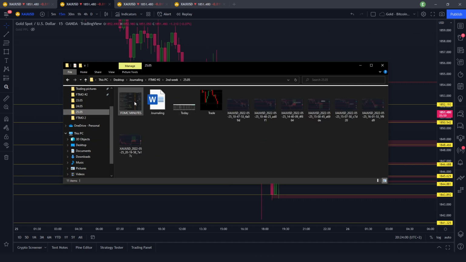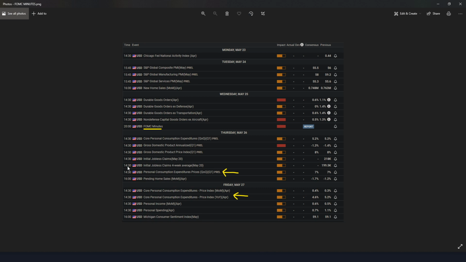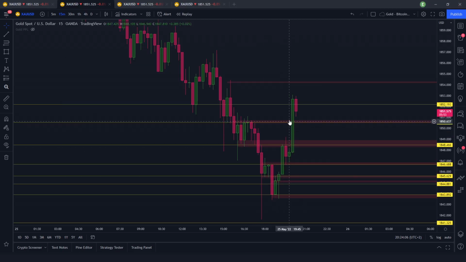We start from today. Right now at 8 p.m. there was the FOMC minutes that caused this spike in volume, but as you can see, price reacted at these previous highs. I just took a trade and we're going to talk about it. Was a very small loss, but let's start from the results of the day.